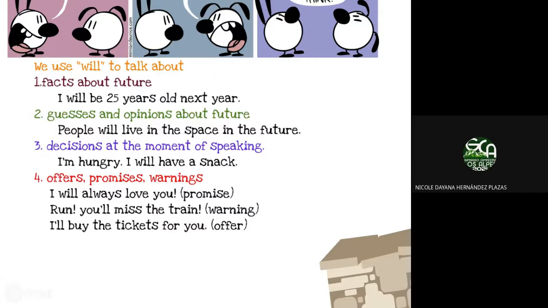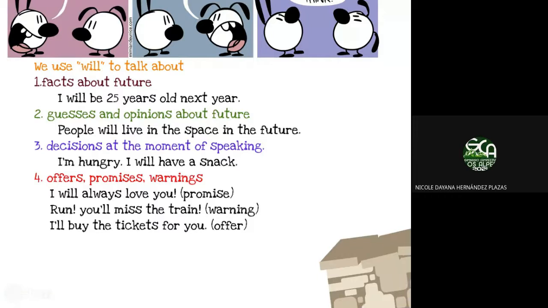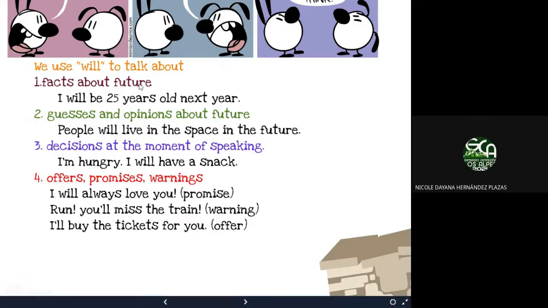Okay? So, guys, the first one. Facts about the future. I will be 25 years old next year. Can you change the fact that you are getting older every single year? Tú no puedes cambiar cuántos años cumples el otro año. Puedes decir mentiras acerca de tu edad, pero no va a cambiar el hecho de tu edad real. Es un hecho del futuro. For example, we will have elections next year. Es un hecho. En Colombia, cada 4 años se eligen nuevos mandatarios. It's a fact about the future, okay? I don't know who's winning, but it's a fact.